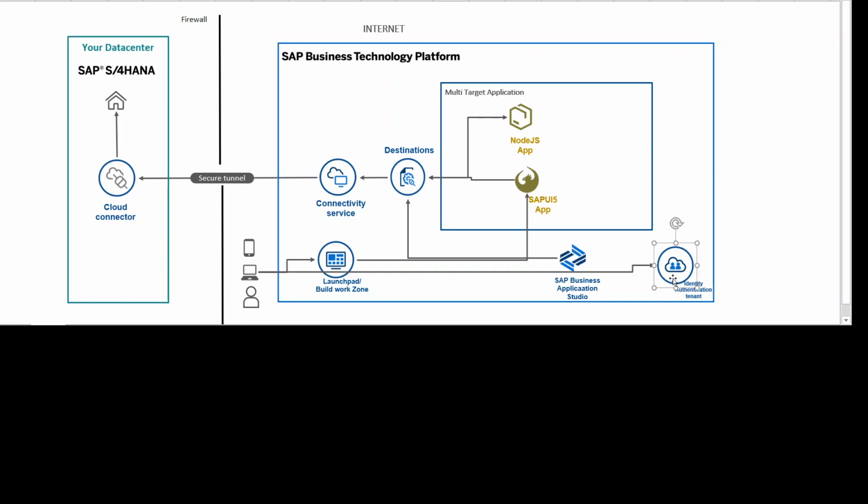So it authenticates who the user is and issues the tokens to the user. That token is then forwarded to the launchpad service. From the launchpad service, it is forwarded into the application and then to the destination. If the destination uses single sign-on or principal propagation, it signals the cloud connector to attach the cloud connector's short-lived certificates, and those short-lived certificates are then sent to the on-prem system.